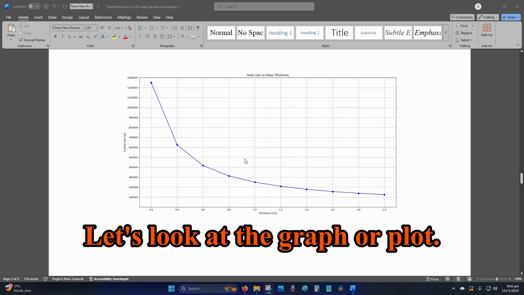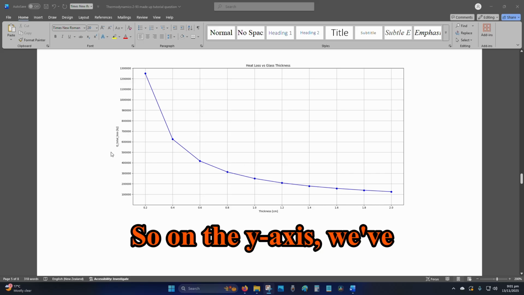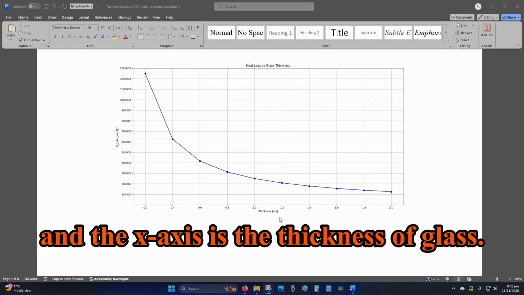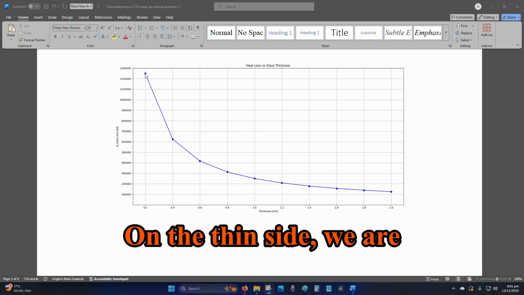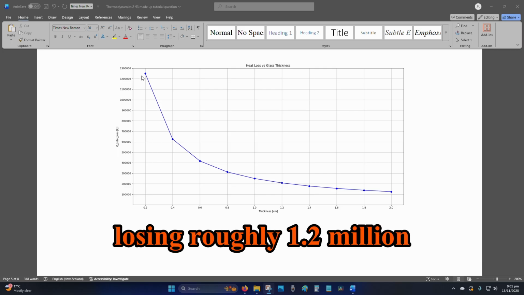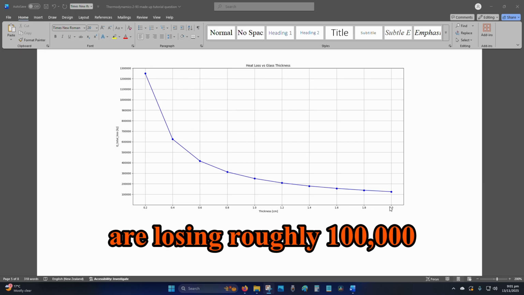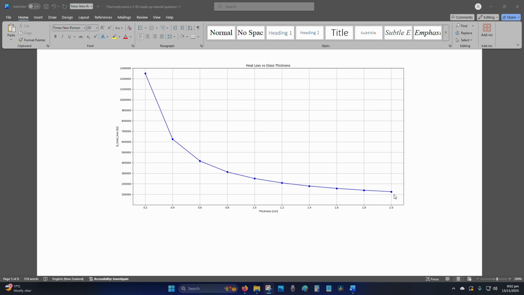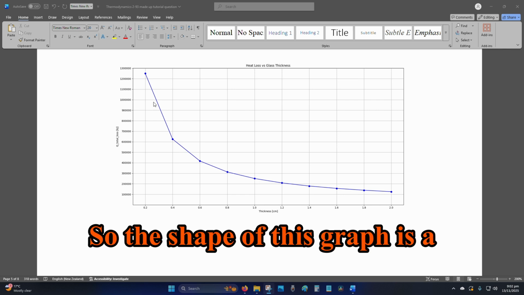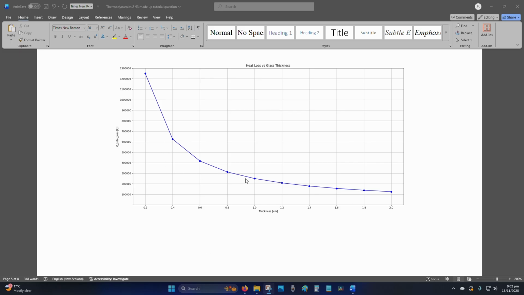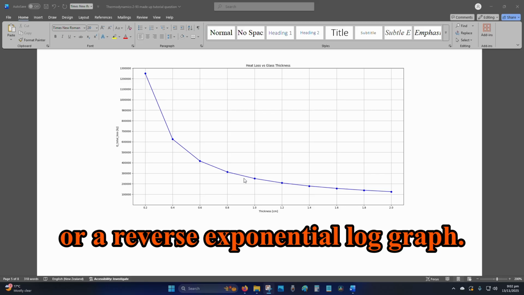Let's look at the graph or plot. So on the y-axis we've got the total heat loss, and the x-axis is the thickness of glass. On the thin side we are losing roughly 1.2 million kilojoules of heat. On the thick side we are losing roughly 100,000 kilojoules-ish. So the shape of this graph is a decreasing exponential graph or reverse exponential log graph.